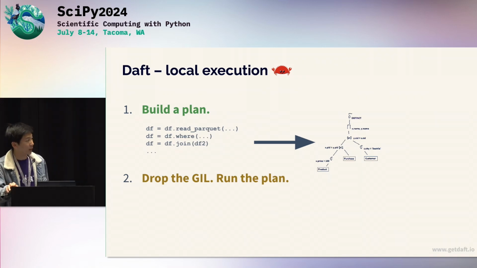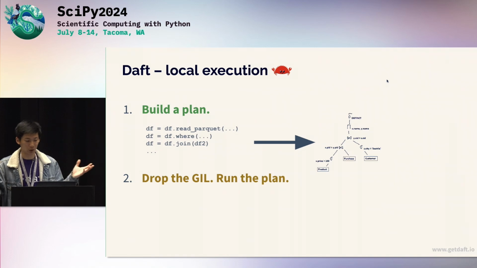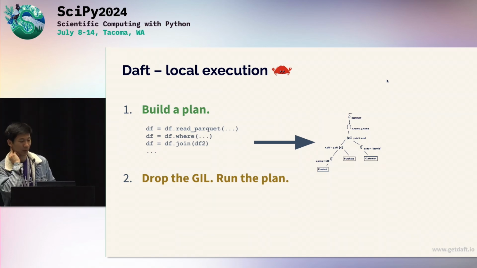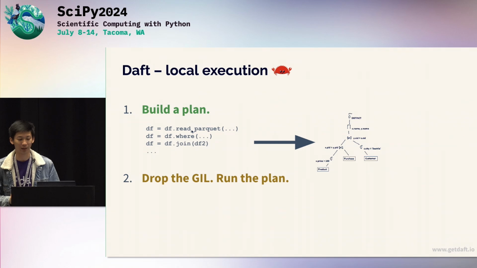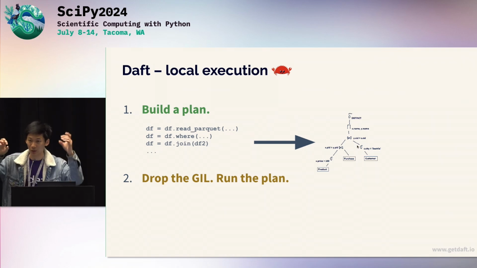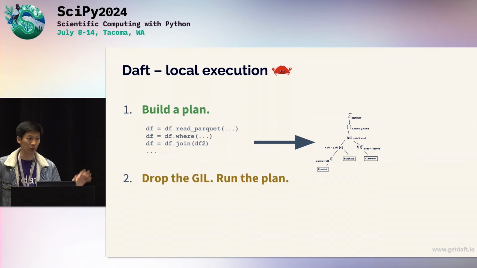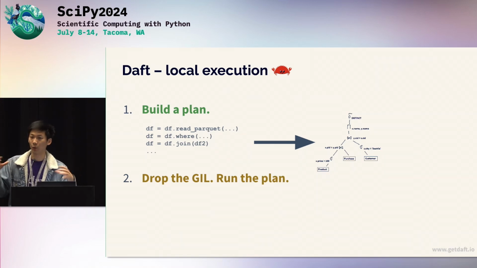So I'm going to talk a little bit about Daft because it's a fairly complicated architecture. The way that we use Rust in Daft is that when you're running Daft locally, we use Python to build a plan. So this is what the plan looks like. You say, read some files, do a filter, and then maybe do a join. And this plan is actually a Rust data structure. Then all we do is drop the GIL and execute the plan. Extremely simple. So locally, it looks a lot like a Rust application with a thin Python layer.